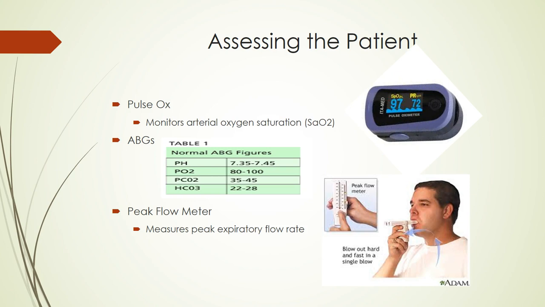Another device is the peak flow meter. This measures peak expiratory flow rate. I didn't put a picture in here, but one other thing you can actually do is use an incentive spirometer. This allows you to determine if your patients are able to expand their lungs, especially after having surgery. Anesthetic will kind of depress the respirations and also kind of close down their lungs a little bit, and the spirometer actually helps open everything back up.